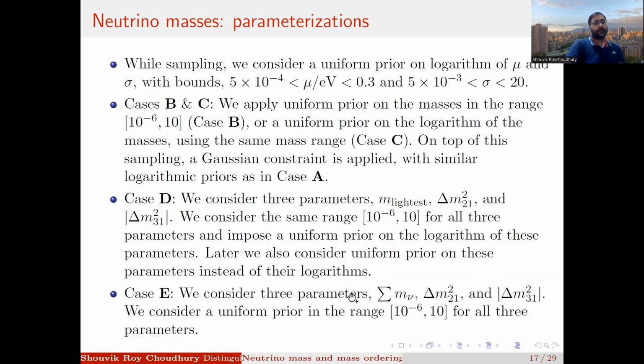In case E, we consider the standard scenario where we use uniform priors on the sum of neutrino masses, delta M21 square, and modulus of delta M31 square, with a prior range of 10 to the minus 6 to 10 for all three parameters. So we are using a very broad prior range for all the parameters concerned.